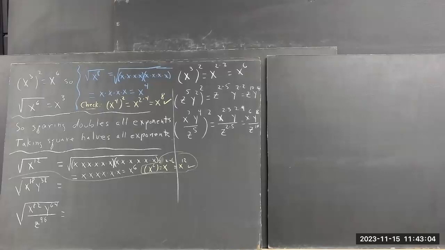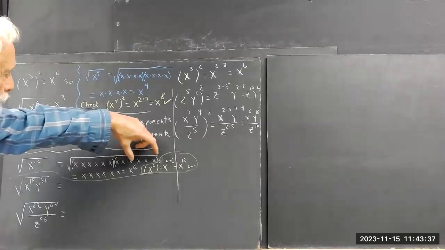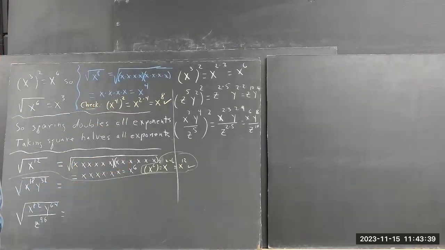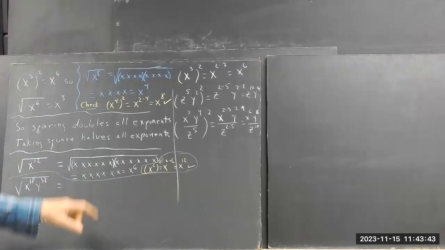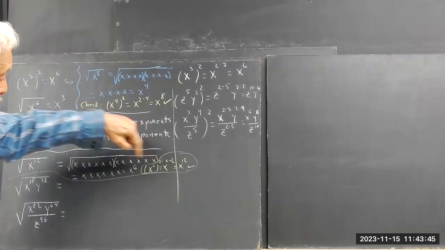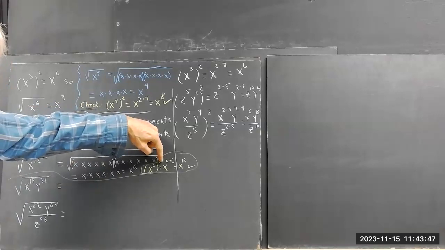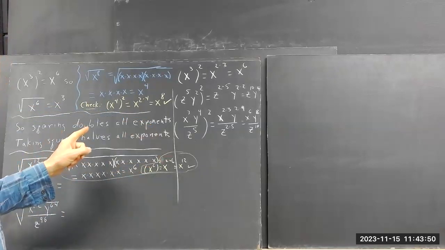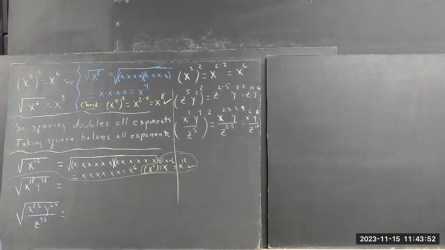You can show me with your fingers if you know it off the top of your head. Is that 6 or 7? Okay, so what we notice here is we've cut this string of 12 things into 2 equal strings, which means we've got half of it. So the answer is half of as many x's as we have here. That's what I mean by taking the square halves all the exponents.